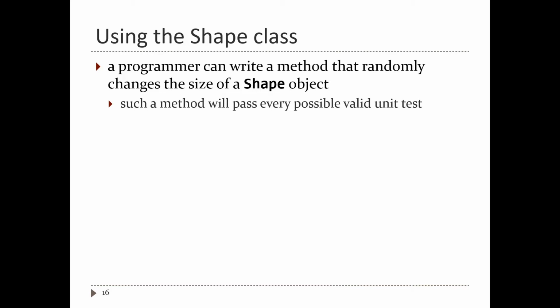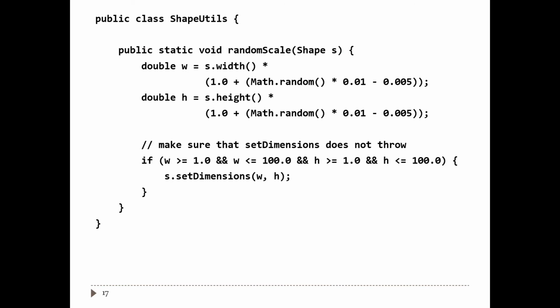Okay, so using the shape class, a programmer can look at the documentation for the class and its methods, and they can produce a method that randomly changes the size of a shape object. Right? Furthermore, when they write the method, that method will pass every possible valid unit test. So in other words, the method as it's written is correct. So our method's called randomScale.